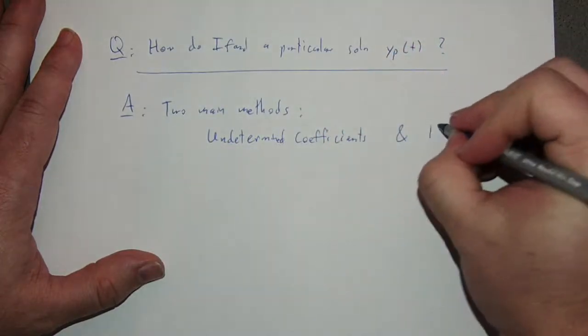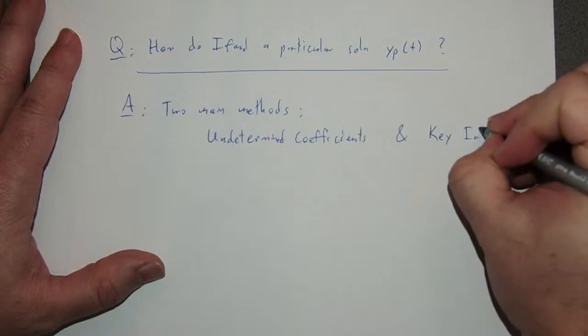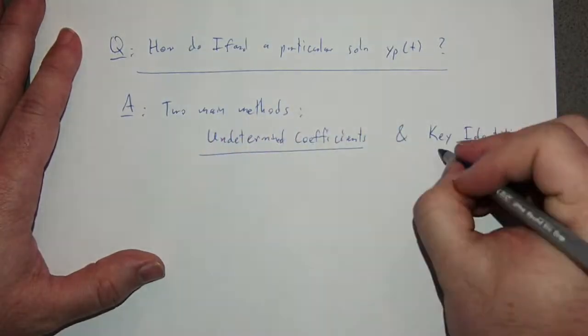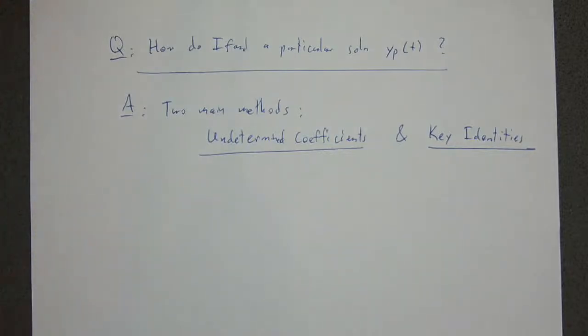That's the first. And key identities, that's the second. Now, here's the thing. You never have to use one over the other. I'm never going to tell you that you have to use key identities or you have to use undetermined coefficients. You will get a choice.